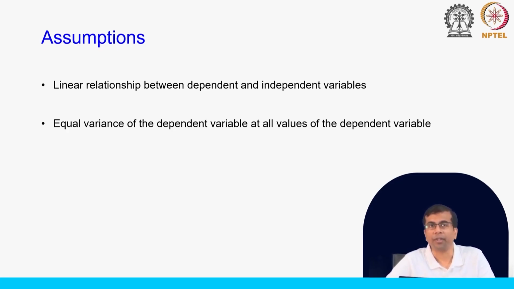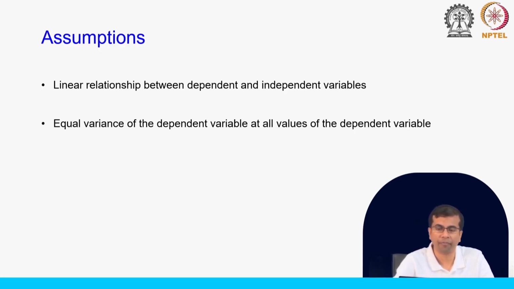The second assumption is that there is equal variance of the dependent variable at all values of the independent variable. If you take different y values, you might want to measure the variance at each range of y values. The assumption is that the variance of data points within each range is more or less equal. As we know, this may not always be true, so this is something again we need to be aware of.